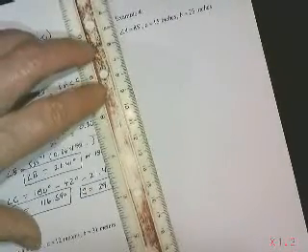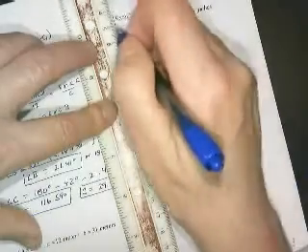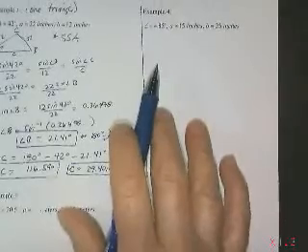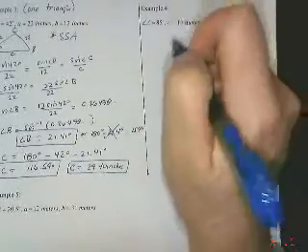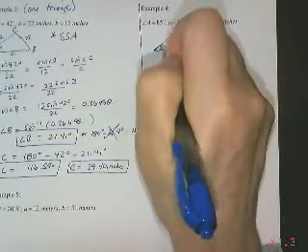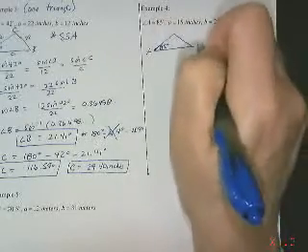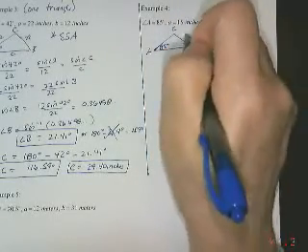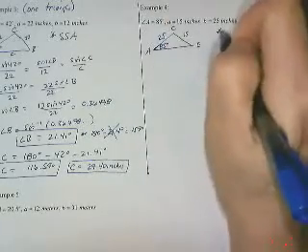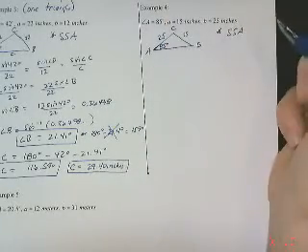Example 2, or example 4, excuse me. Once again, I'm given one side, or one angle and two sides. If I draw this out and label everything, this is 85 degrees, this is 15 inches, and this is 25 inches. So this once again is side-side angle.